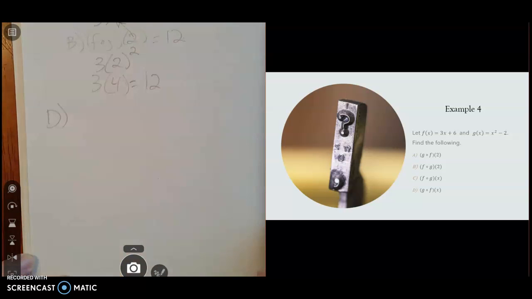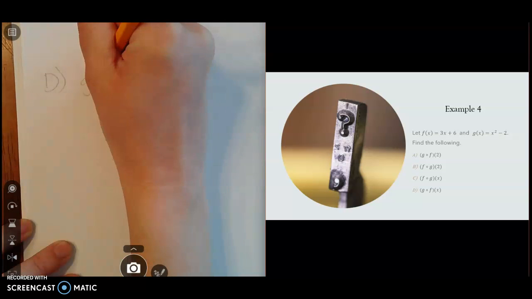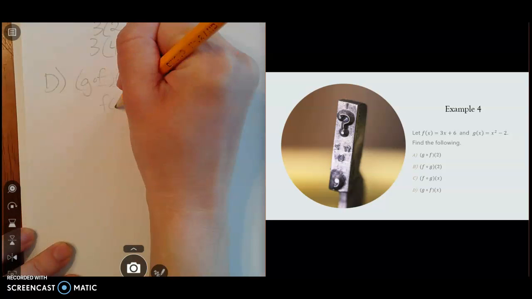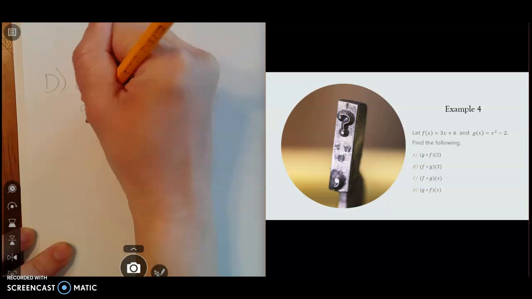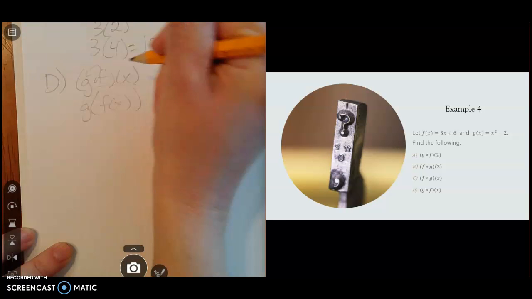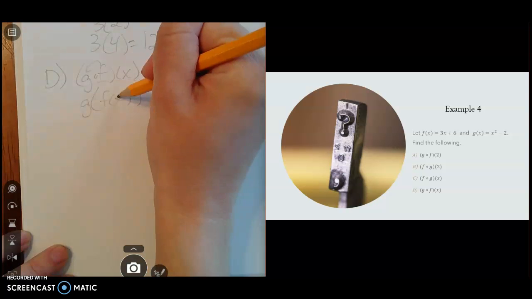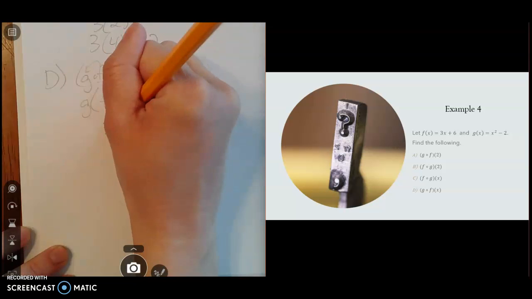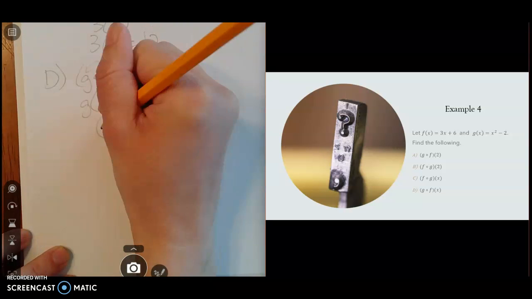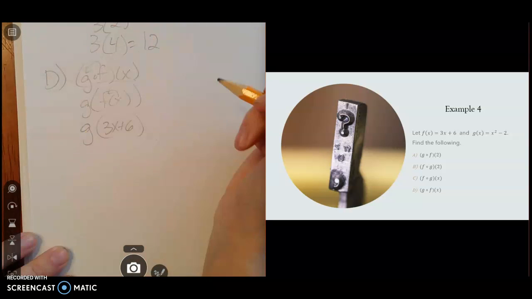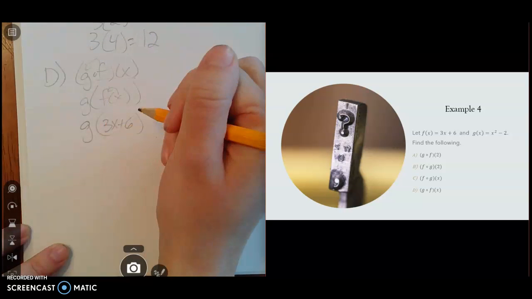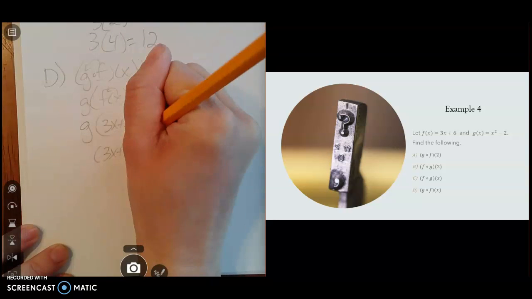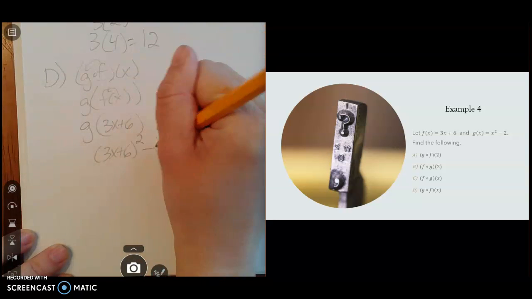Alrighty, in D we have g of f of x. So we're going to do f of x first. And then we're going to put that into the g function, okay? So x goes into f first, so that'll be 3x plus 6. And then we're going to put 3x plus 6 into the g function. So the g function is x squared minus 2. So instead of x squared, we're going to do 3x plus 6 squared. And then we're going to subtract 2.